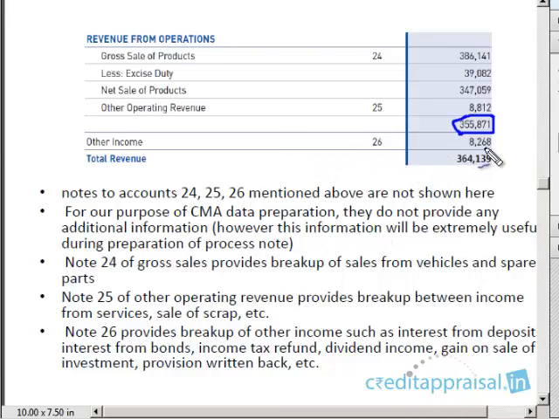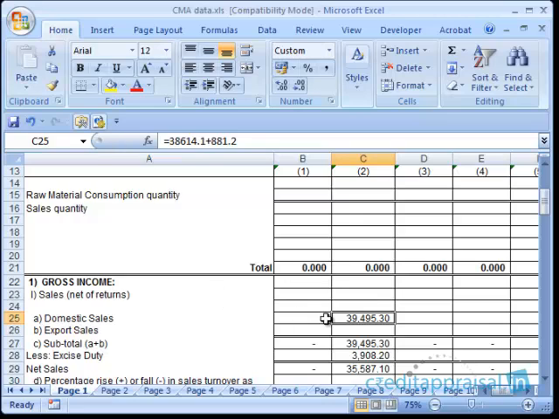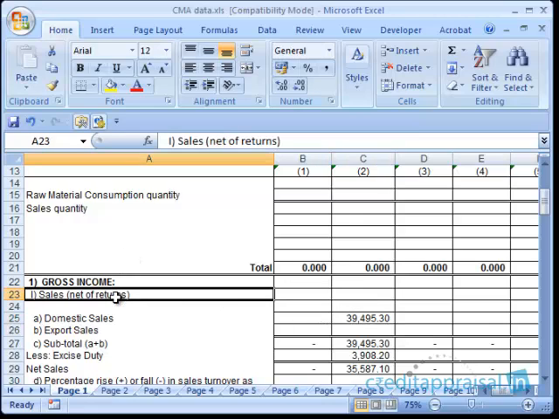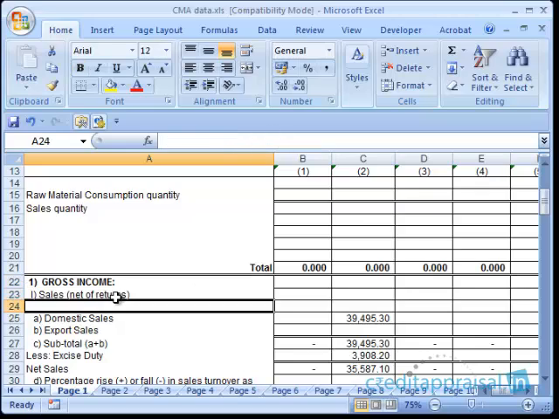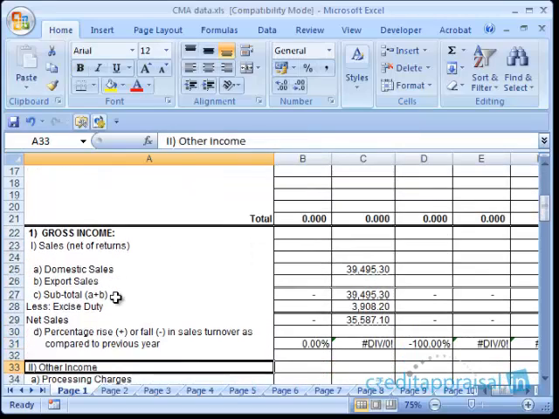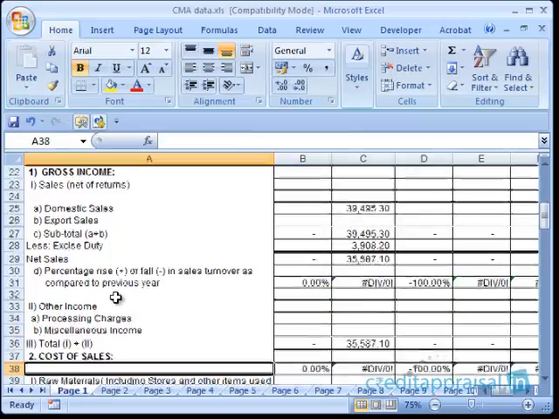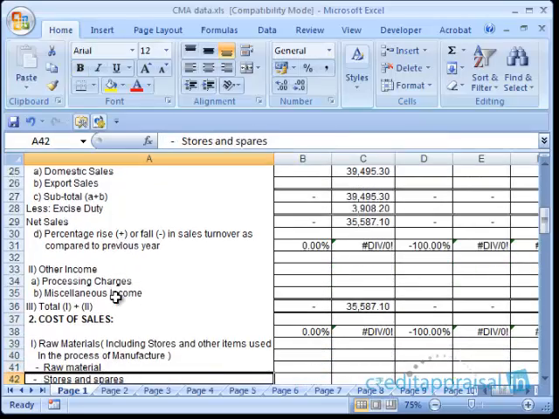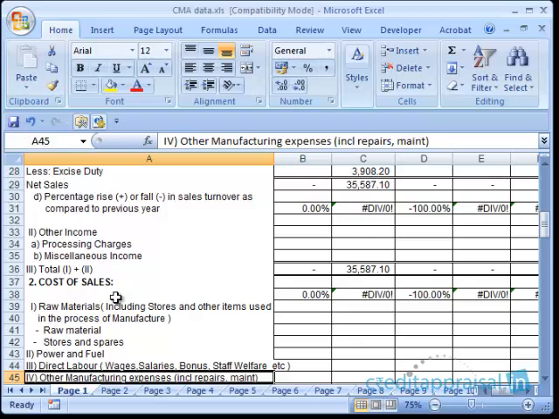So this other income is nothing but the non-operating income, 8268. We are going to put it directly under the non-operating income. This breakup is available in schedule 26, but we are not concerned with the individual breakup. So this total of 8268 we are going to put under the non-operating income of CMA data. The non-operating income is not available directly under this gross income, because this is all operational income. So you have to go a bit down. You have to cross all the expenses, and finally after the expenses you're going to find non-operating income.